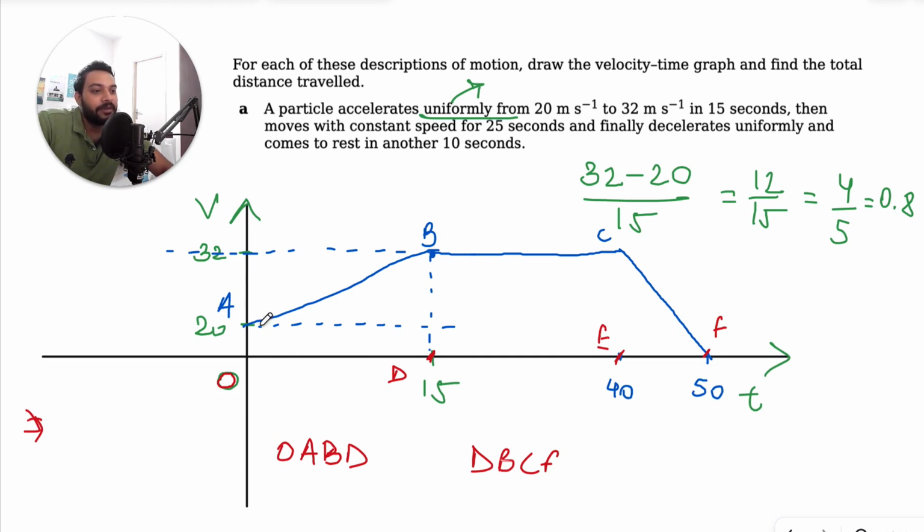So the area of trapezium OABD is 1 by 2 into the sum of parallel sides. Parallel sides are OA and BD. So 20 plus 32, that's 52, multiplied by the distance between them. Distance is OD, that is 15. Then DBCF is 1 by 2 times the sum of parallel sides. Parallel sides are BC and DF. So BC is 25 and DF is 35. So 25 and 35 is going to be 60.